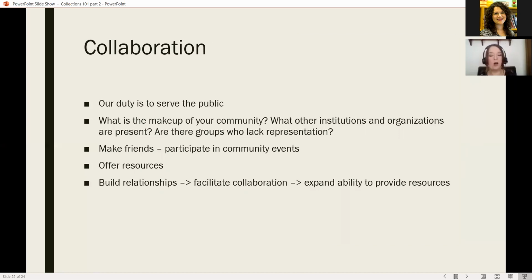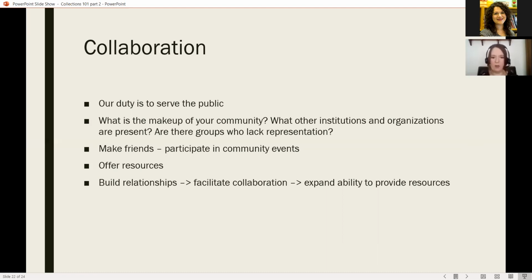And going along with inviting people to board meetings, this is sort of stepping into the realm of collaboration. Our duty is to serve the public. And if the public isn't satisfied with what we're doing, we need to know that so that we can make changes, so that they feel more connected.